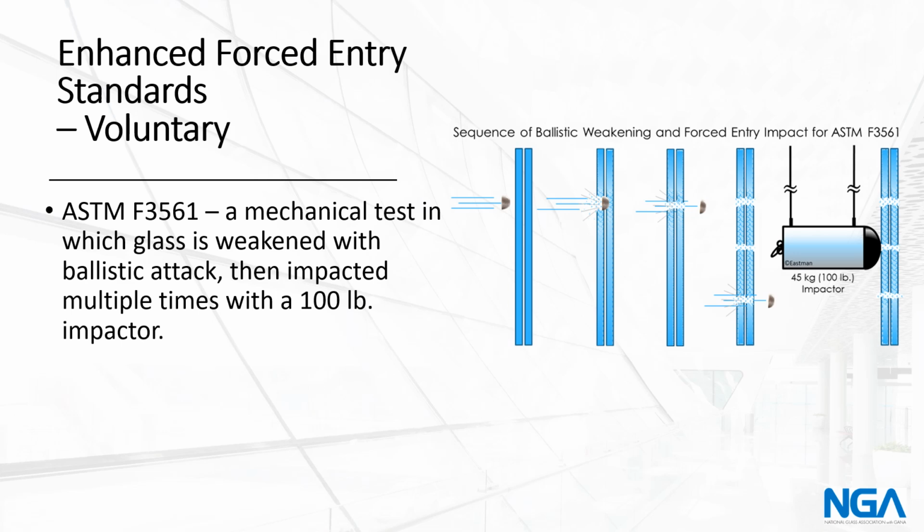Forced entry resistant testing can include shooting through the glass to weaken it, followed by a physical impact with various weapons. The glazing classification would carry an indication of the type of ballistic assault used along with the forced entry classification. The goal is to resist entry for an adequate amount of time to allow for the arrival of emergency response personnel.